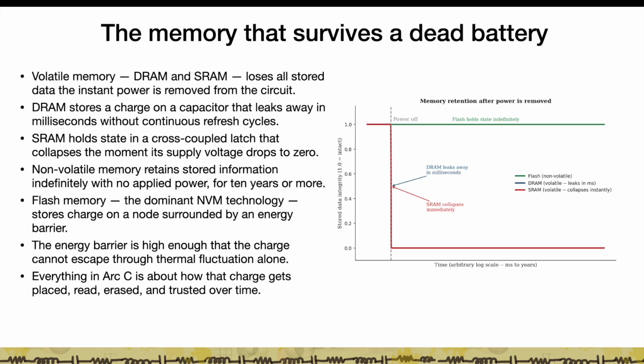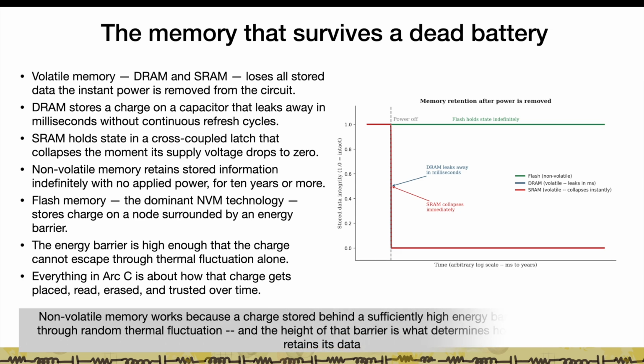And the rest of this video is about what that barrier is, how it works, and why everything in this arc of videos is ultimately a story about managing that barrier over the lifetime of a real product. Now, before we can appreciate the barrier, it's worth understanding exactly why DRAM and SRAM can't hold their states. Because the leakage mechanisms are not flaws in the design, they are fundamental physics.